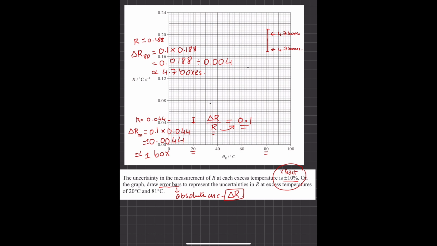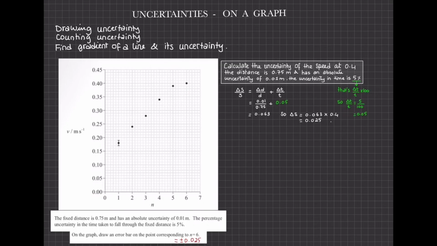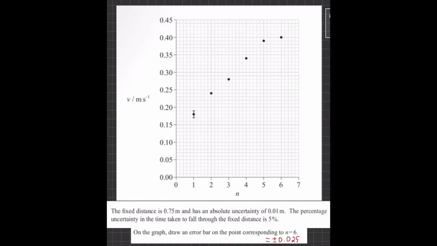But sometimes instead of that, they make your life easier and they give the uncertainty directly. So let's see an example. All right, so this is one of the examples that we've done already. We know that the uncertainty at point n equals 6 and the speed is equal to plus minus 0.025. And this is the working out if you don't remember how we did it. All right, so over here, I'll first draw the error bar at n equals 6 for the velocity. And then I want to prove how we found this. Okay, so let's start first with the error bar.